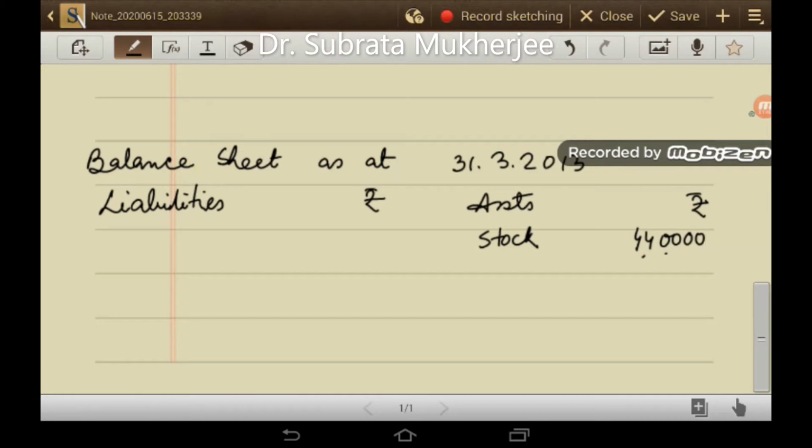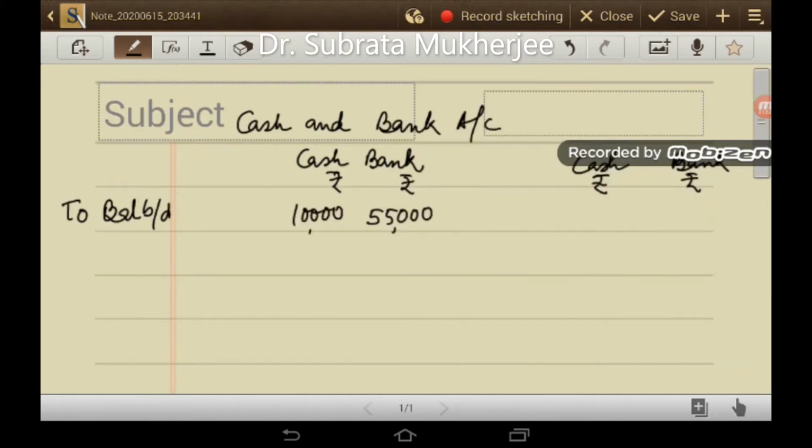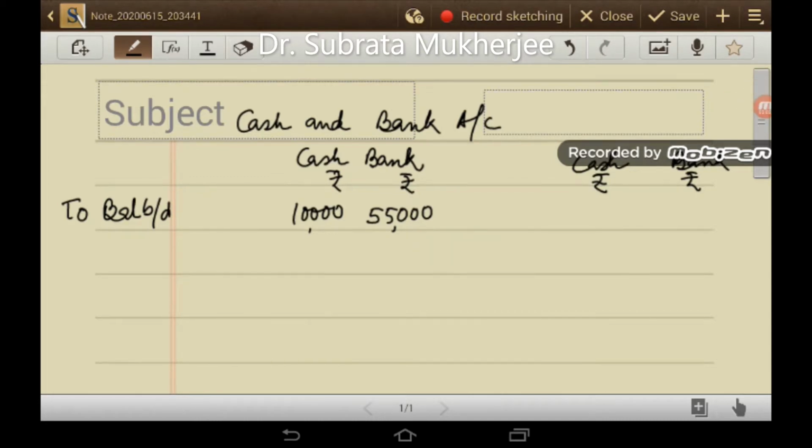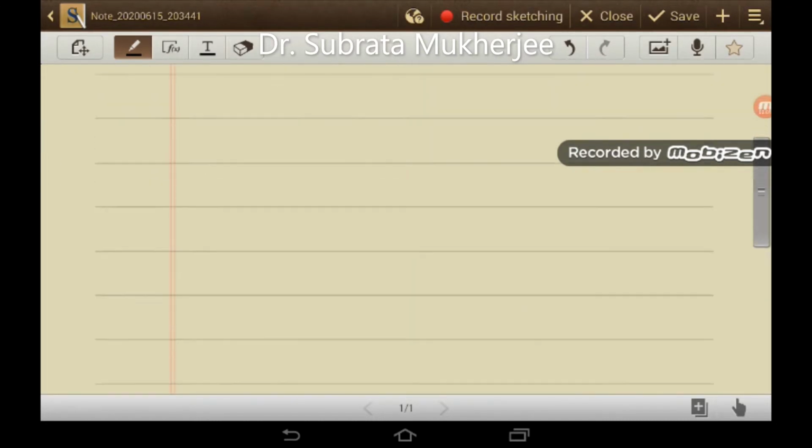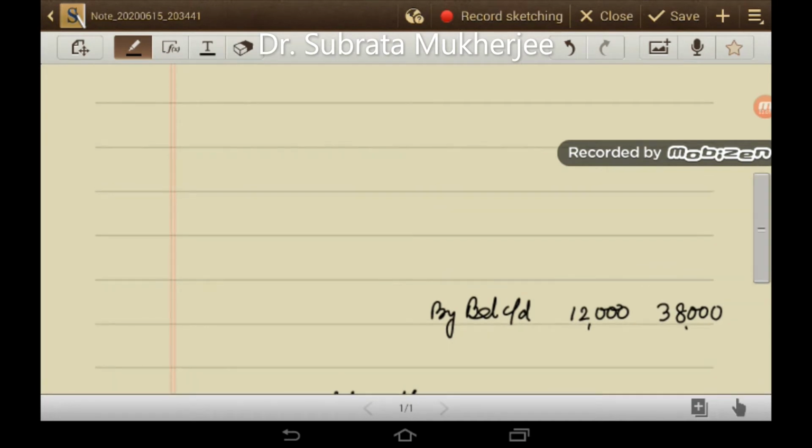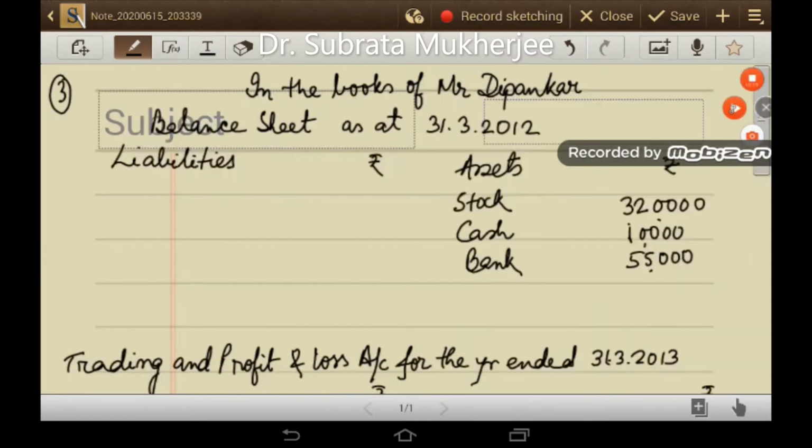Next is bank balance. The opening cash and bank balance I have posted in cash and bank account. Cash 10,000 and bank 55,000. The closing cash and bank balance I have posted in the cash and bank account as by balance c/d 12,000 and 38,000. The opening and the closing balances now I will post in the opening and closing balance sheet.